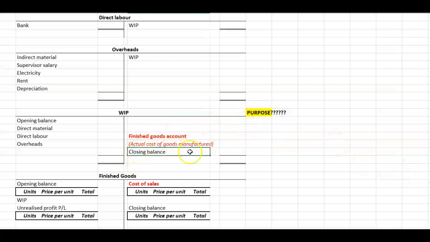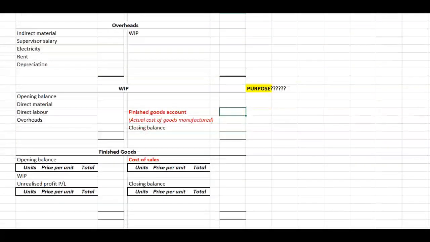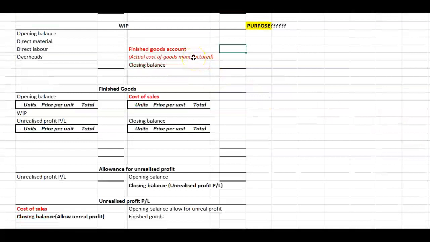If I'm still busy, on my production floor, at the end of the year with some products, they have not yet been completed, so I could not yet transfer those products to my sales department. I'm going to have a closing balance of work in process, and that is going to form part of my inventory figure in the statement of financial position once more. The balancing figure, though, is the actual cost of goods manufactured for the year. So that replaces, if I worked in a normal trading environment, the purchases amount which we had in a normal trading environment.